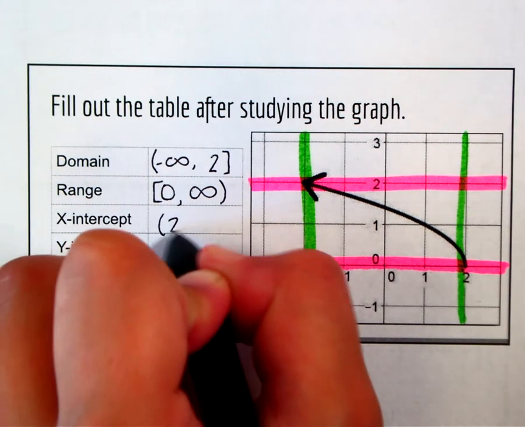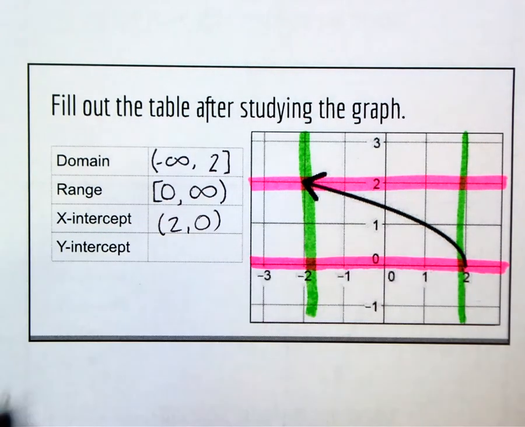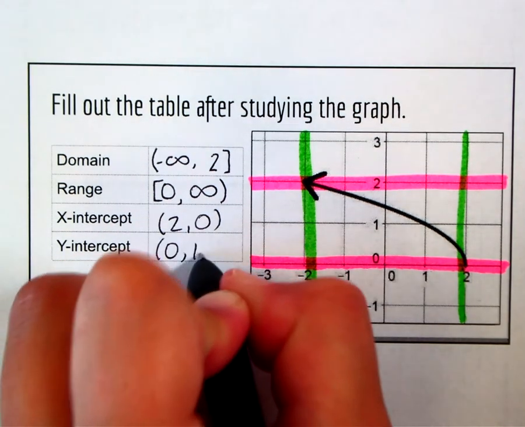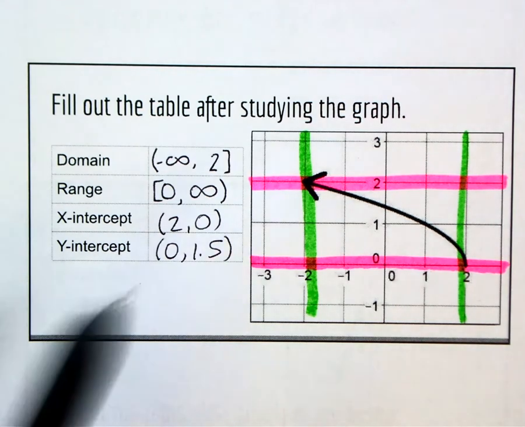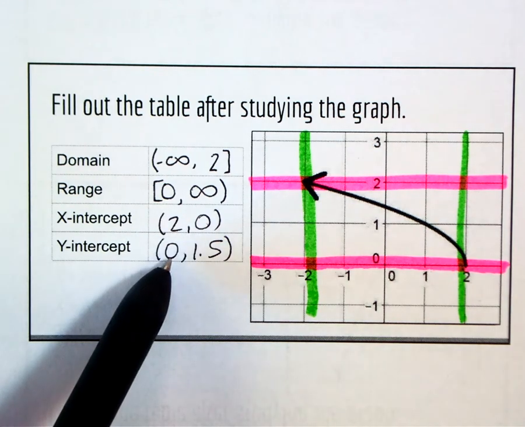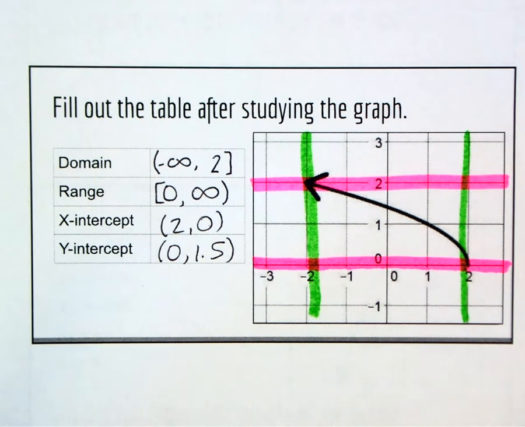X-intercept at 2, 0, and y-intercept between 1 and 2, so we'll say about 1.5. Remember that with x-intercepts, the y is 0, and with y-intercepts, the x is 0, so those are opposite of each other. It's really easy to mix up.